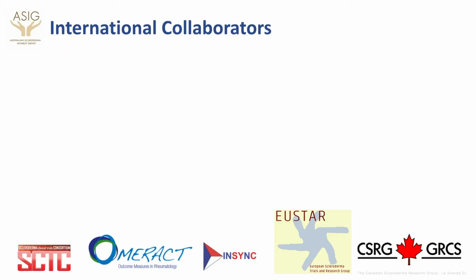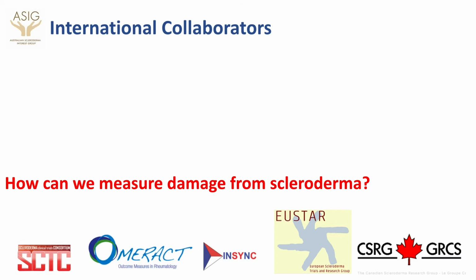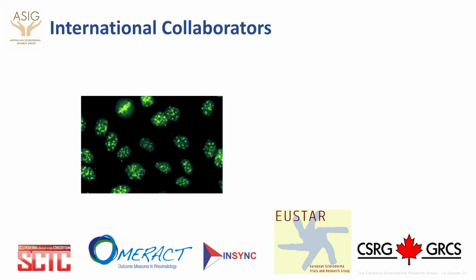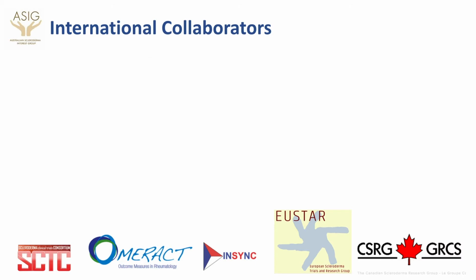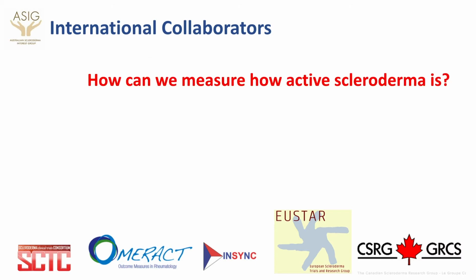And there have been a range of international collaborations as well, looking at funny things like calcinosis, how we measure this disease in terms of the damage, more antibody work, the gut, which is a real problem in this disease, and really working out how active it is. We've not been able to develop one of these DAS-type scores. It's very difficult to score.